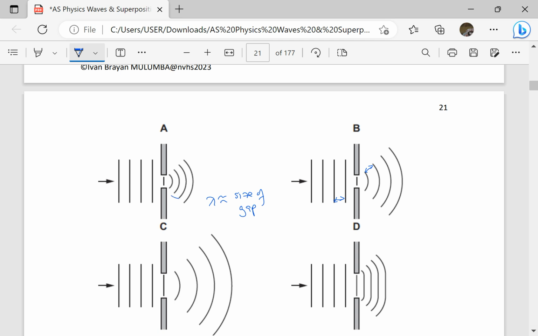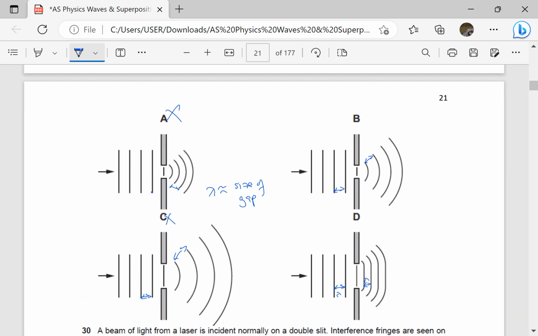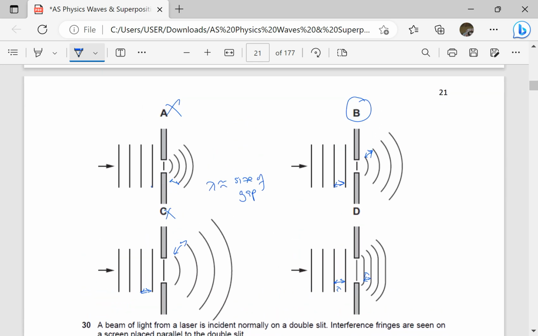Here we are seeing that the wavelength has become smaller, which is practically not true. Here the wavelength has become bigger, which is also not possible. Similarly, here the wavelength has decreased. Remember, the wavelength is the distance between two successive wavefronts. So the answer is going to be B, because in B the wavelength has remained the same. The wavelength does not change when diffraction occurs.